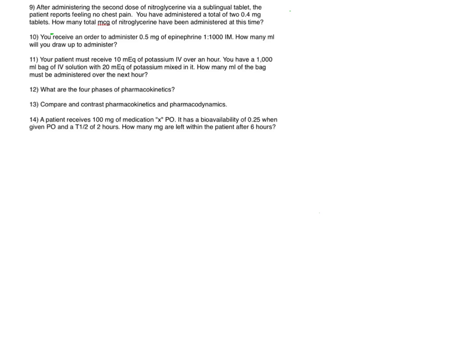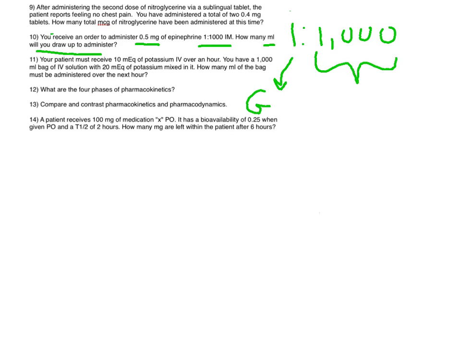Okay, let's see here. Question 10. I receive an order to administer 0.5 milligrams of epinephrine 1 to 10,000 IM. How many milliliters will you draw up? So the first thing I need to do with any concentration is figure out what 1 to 1,000 is. You remember, the 1 in this kind of setup is always grams, a colon followed by 1,000, 100, 10,000, whatever. That's always milliliters. So this is 1 gram in 1,000 milliliters.